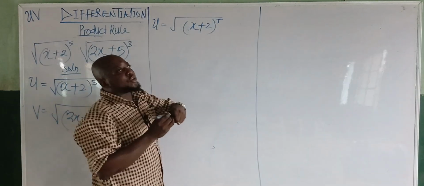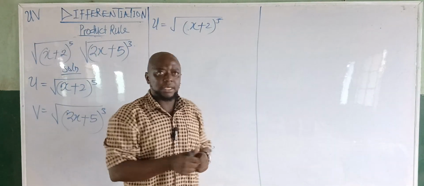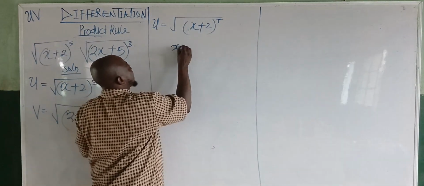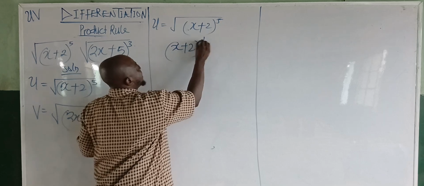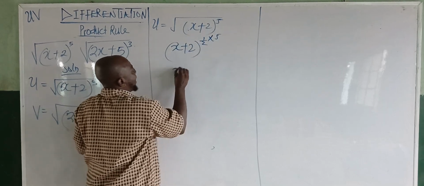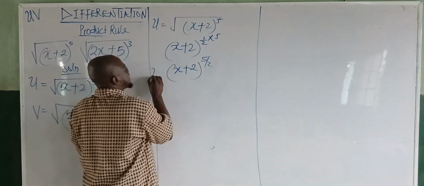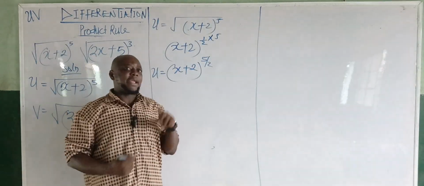Now, I told you that you cannot start solving when you have roots in differentiation. Remove the roots. If I remove this root, I'm having x + 2 here, which will give me a half times this 5. So everything now will give me 5/2. This becomes my new u.